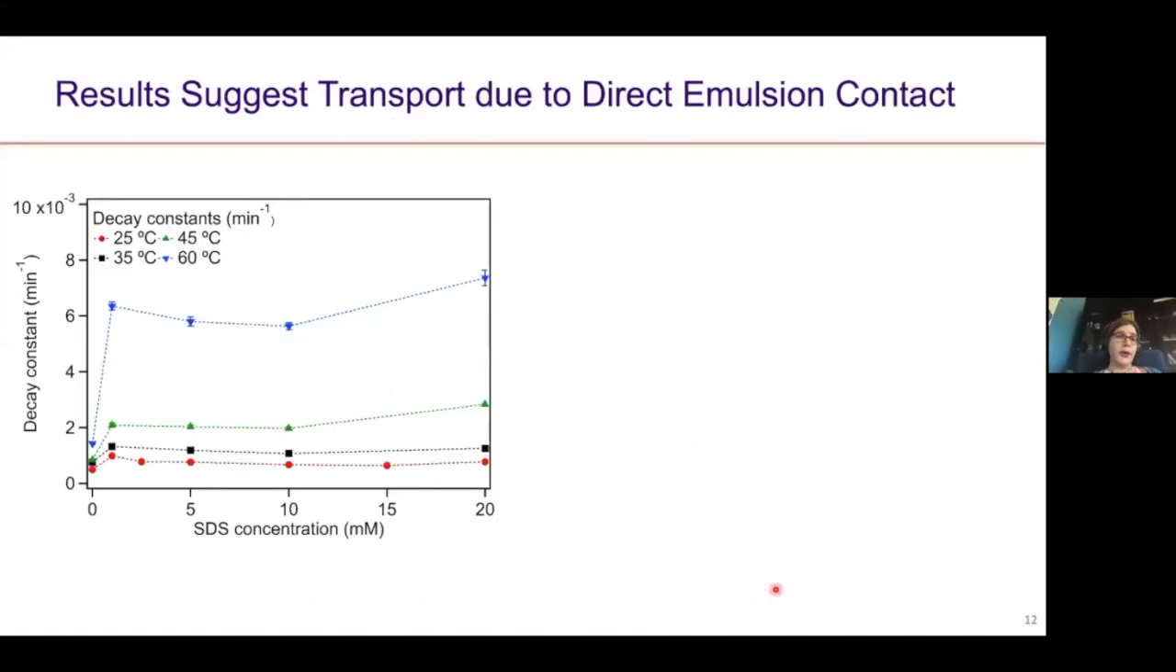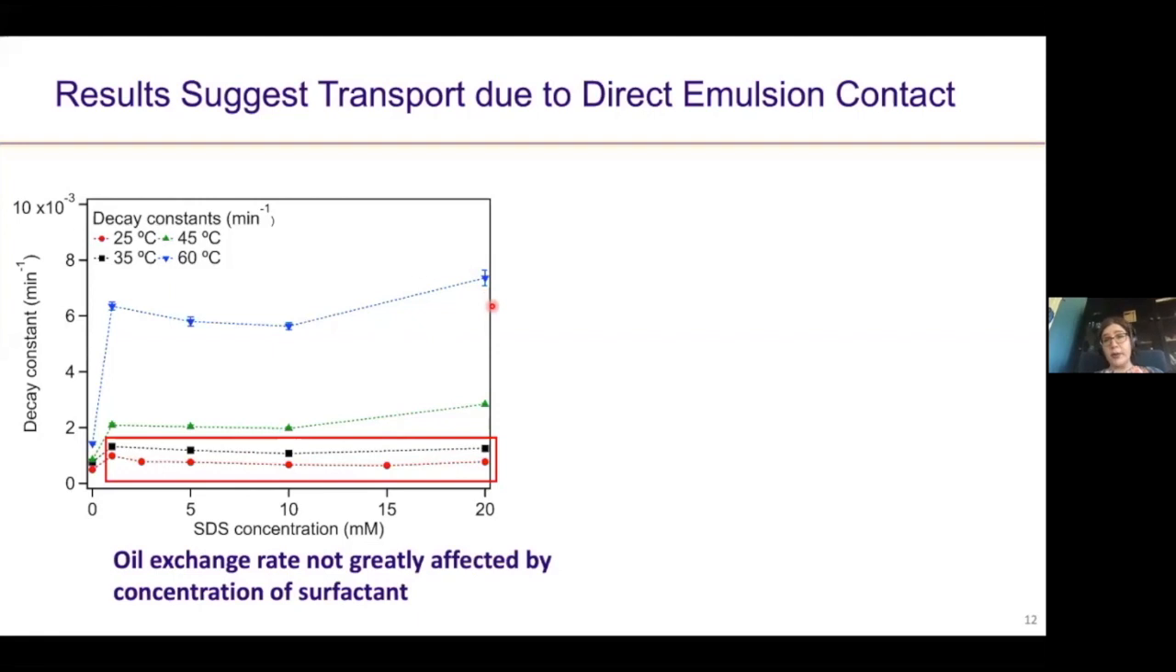So we can also now take the decay constant, this K parameter, and look at how it actually changes with the composition of the emulsion systems. And what we see is, again, this decay rate is very slow when there's no surfactant, and then stays fairly flat for low temperatures. And it might increase only appreciably at the highest concentrations of surfactant and at the higher temperatures.